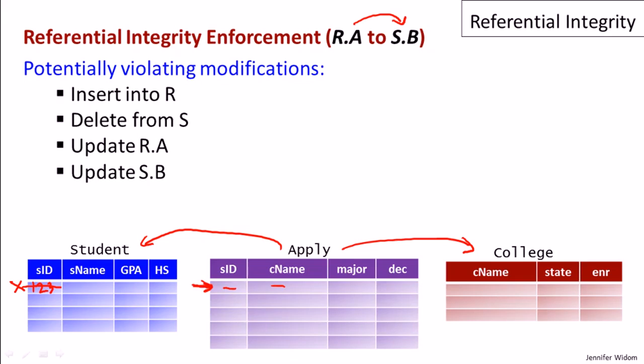And of course, if we updated the referencing value, either of these columns, that could cause a violation if the new value didn't exist in the referenced table, or if we update the referenced values, that could also cause a violation.